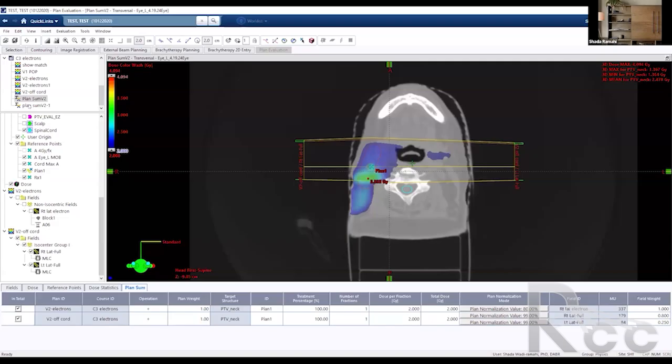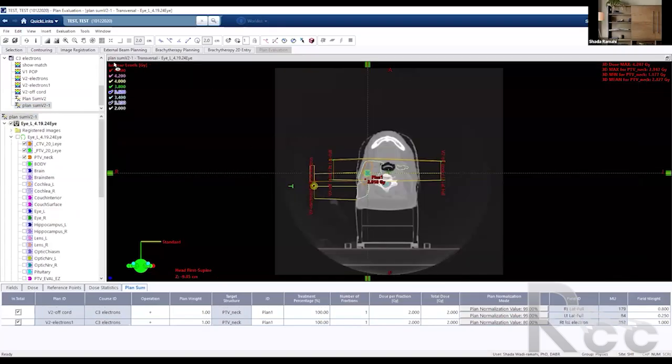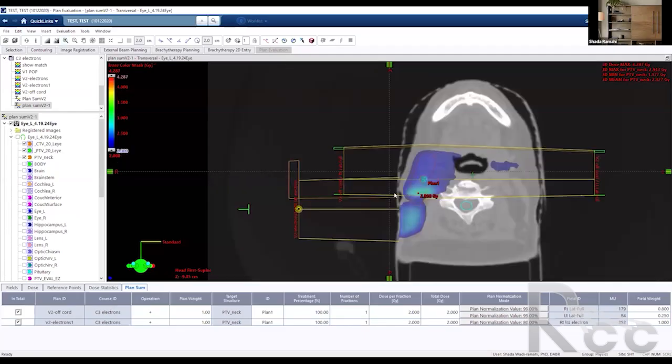So a concept we said, maybe if we don't match at the light field, maybe if we keep a gap. And I want to show you what happens if we keep a gap. So I created another plan sum, and I'll show you the gap that I created. Give it some time to update. And let's go back to 2 gray. Yeah, you see, I created a gap here, and it is barely 2 millimeters on the skin.